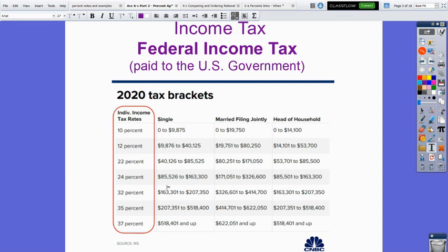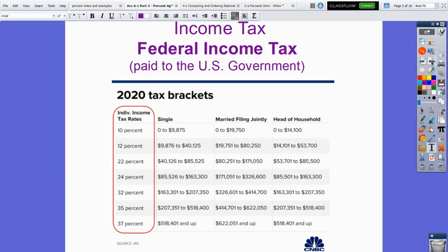The more money you make, the higher percent you pay. So if you make less than $10,000 a year, which is nothing, right? You can't live on that. You pay a 10% income tax. If you make over $500,000 a year, you pay 37% of your income in income tax. Now, this is obviously all before all the deductions, and there's lots of crazy legal rules that people use to pay less taxes, but these are the basic rates for federal income tax.